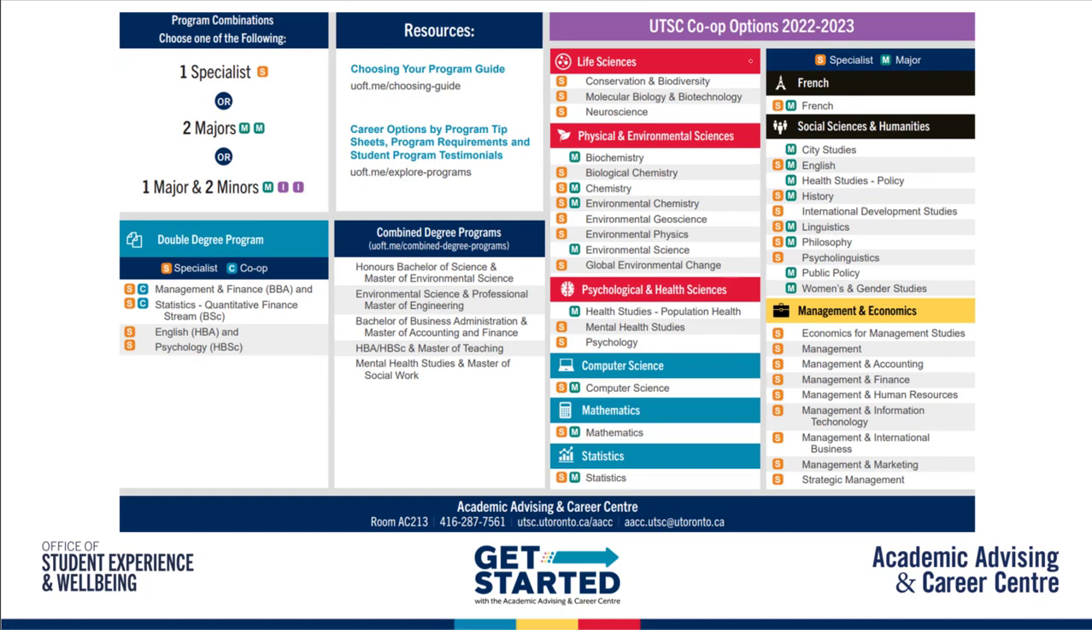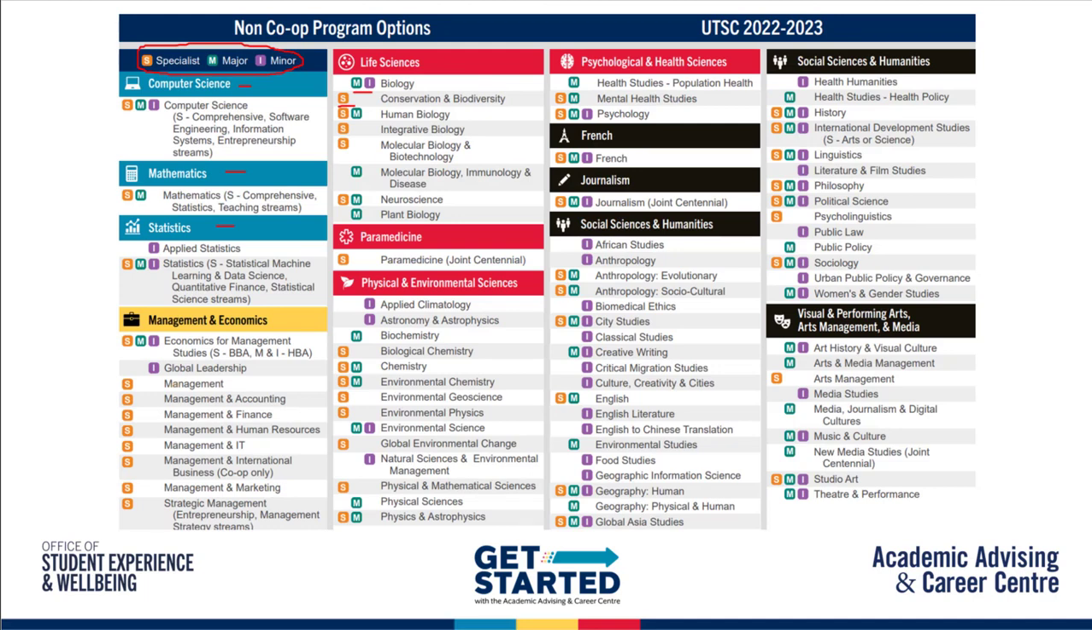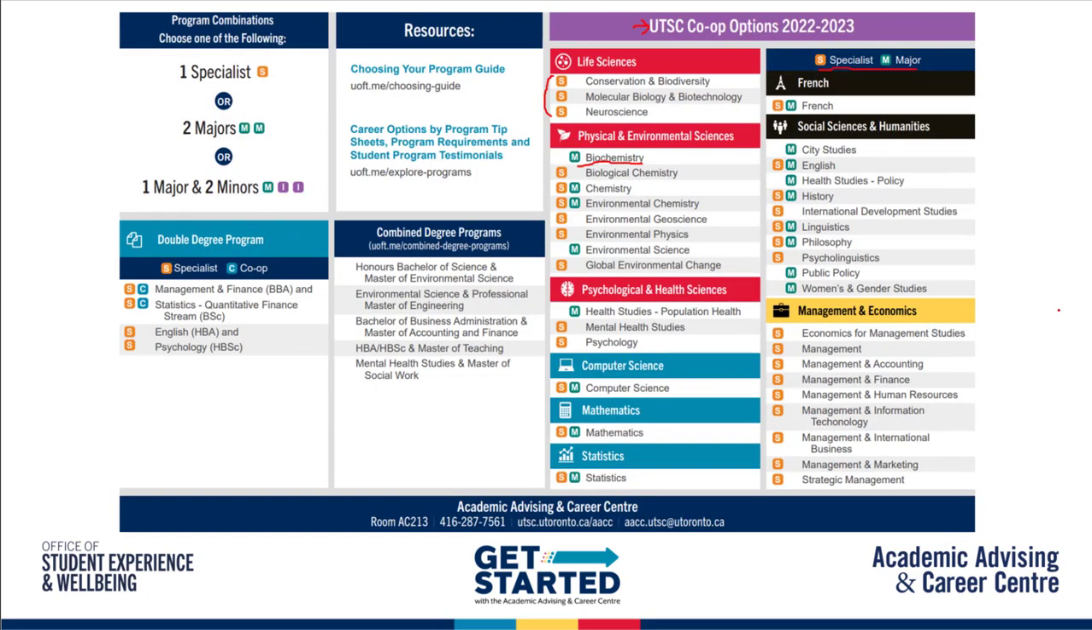If you look up on page 2, you'll see the list of co-op programs on the right-hand side. Not all programs are available as co-op options, and there are only specialists and majors. So for example, under Life Sciences, there are only 3 specialist programs, co-op. And if you choose 1 major co-op, for example, biochemistry, you have to go to the first page and pick 1 more major, which is non-co-op, or 2 more minors. Go to the Choosing Your Program website, and you'll learn more about the career options and student testimonials and program pathways.